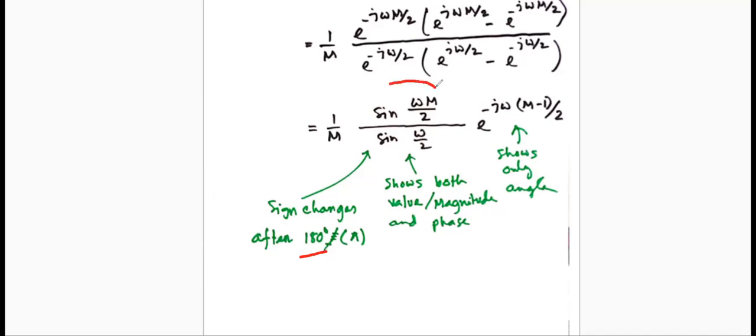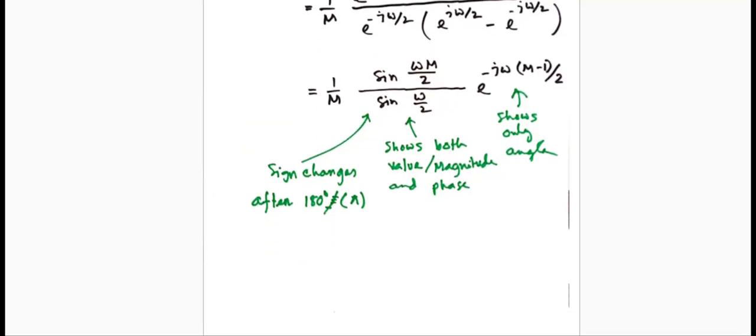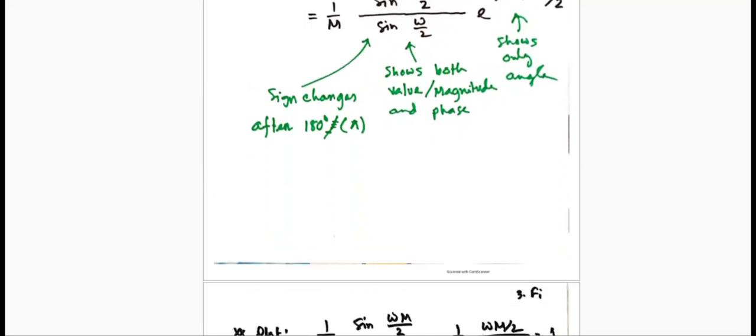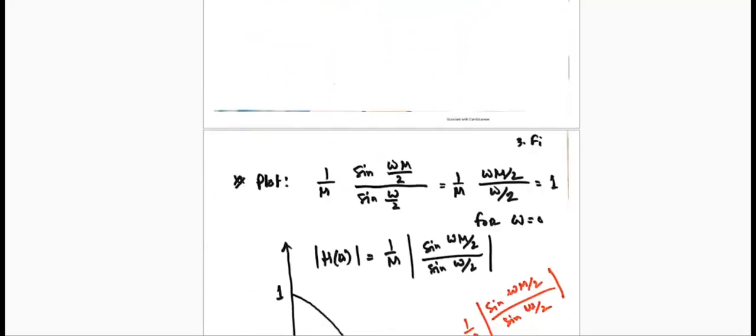So this component has two impacts on H of omega. One is the magnitude, and it also impacts the phase as well. With the plot, you can understand more about this. So you can remember this equation, H of omega is equal to this. And now we'll move to the plotting of the magnitude part.